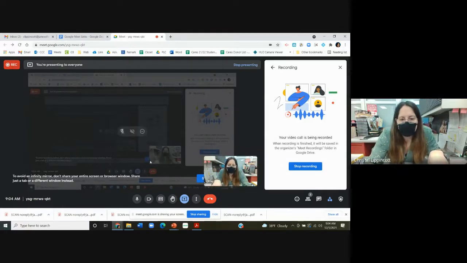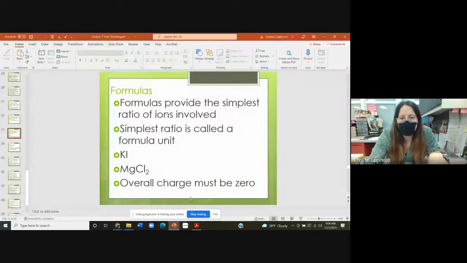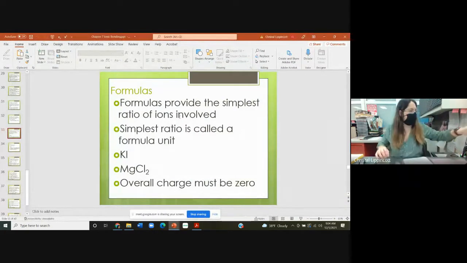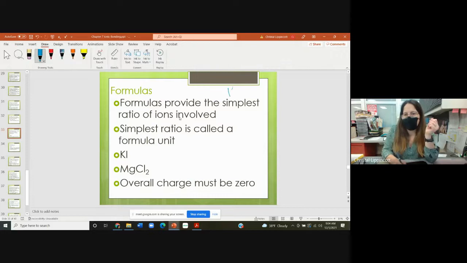There we go. Okay. So you're going to have the simplest ratio for these. You would never see an ionic compound like K4O2. You would never see a formula like that because that would not be in the simplest ratio. That does not apply to covalent. We're going to get into covalent later. But when we're talking about ionics, which remember is a metal and a non-metal, it's always the simplest ratio.